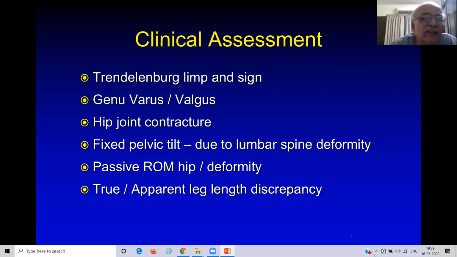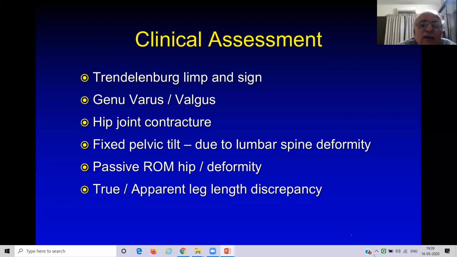Hip joint contractures. What about the contractures? What about the mobility at the hip? What about the pelvic tilt, lumbar lordosis or kyphosis? We need to know if there is a fixed pelvic obliquity or a mobile pelvic obliquity. Fixed pelvic obliquity is a big problem because you will not be able to correct the pelvis. Range of motion we have to see, active, passive. Many fixed deformities are there.